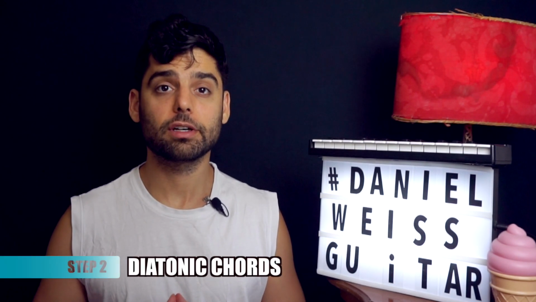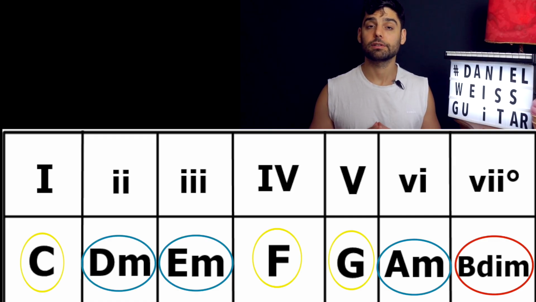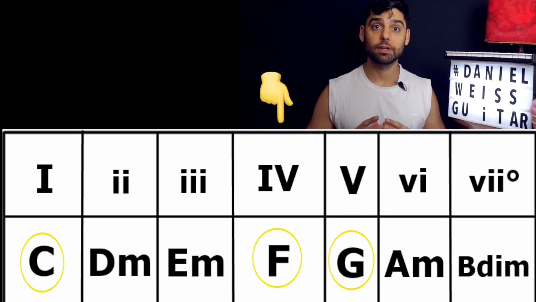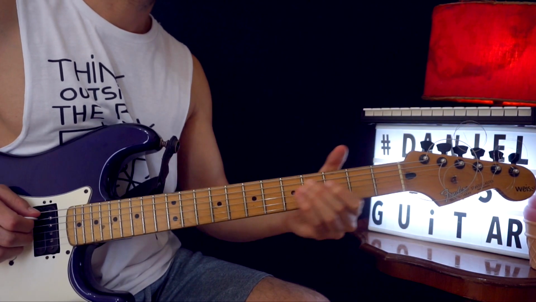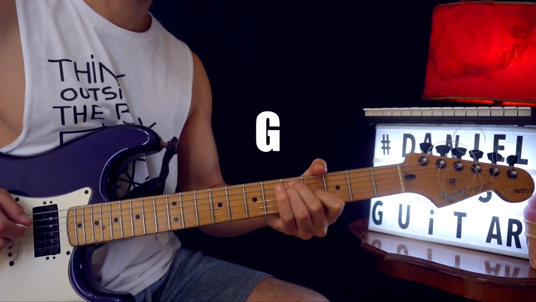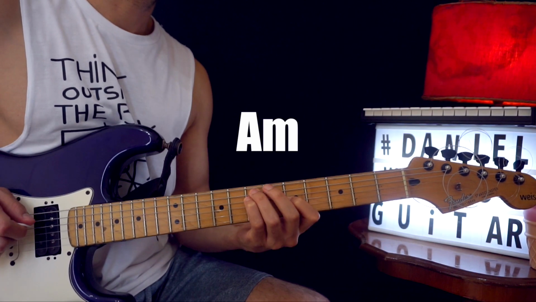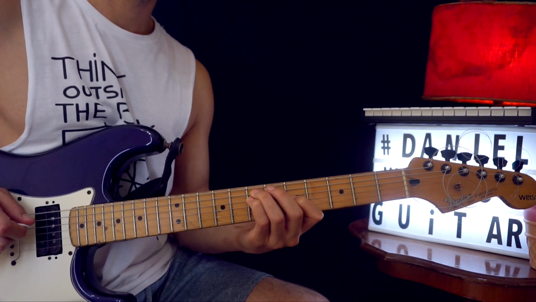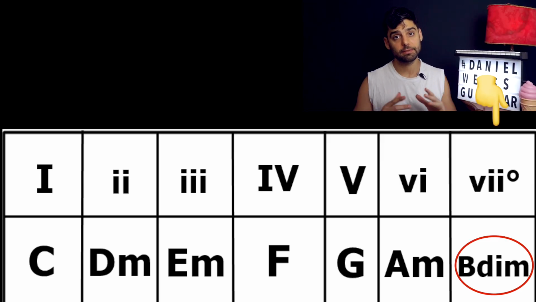Step 2, define the diatonic chords of the scale and divide them by major, minor, and diminished. So if we're in C, the major chords will be the 1st degree, the 4th degree, and 5th degree. The minor chords will be the 2nd, the 3rd, and the 6th degree. And the only diminished chord we have within a major scale is the 7th degree.